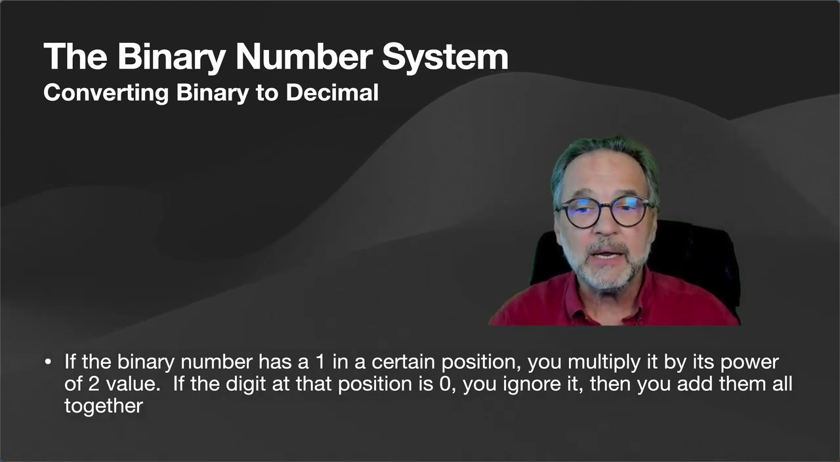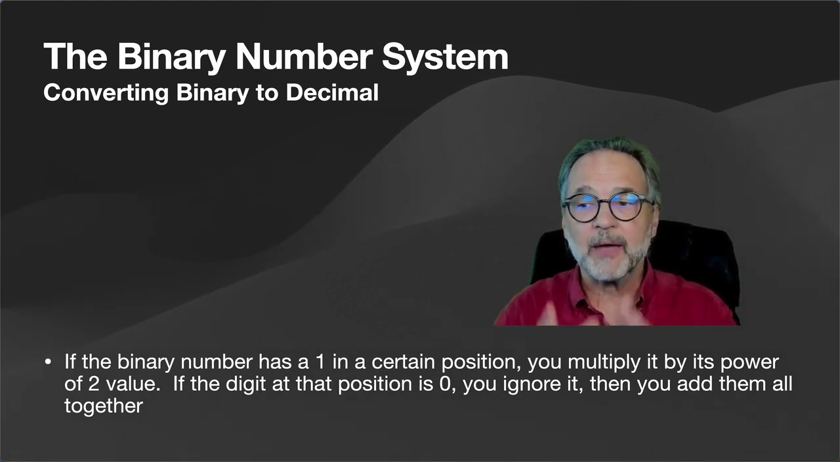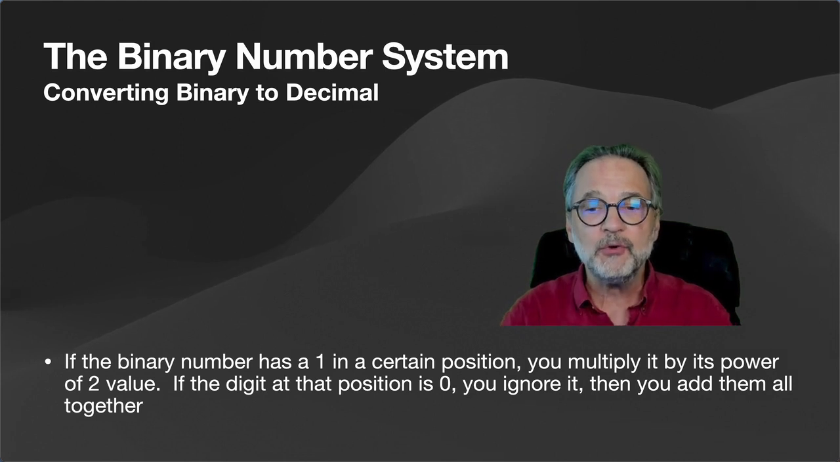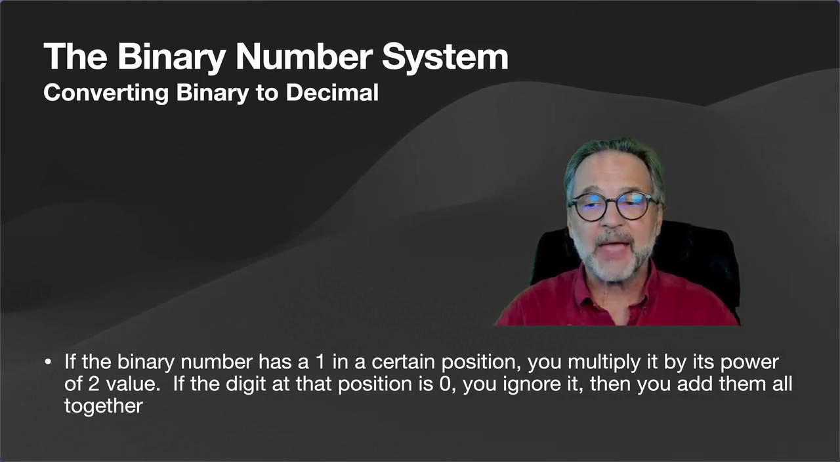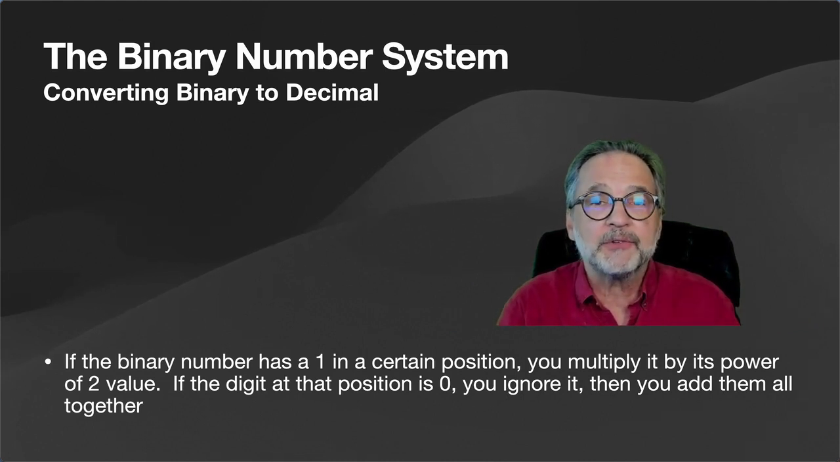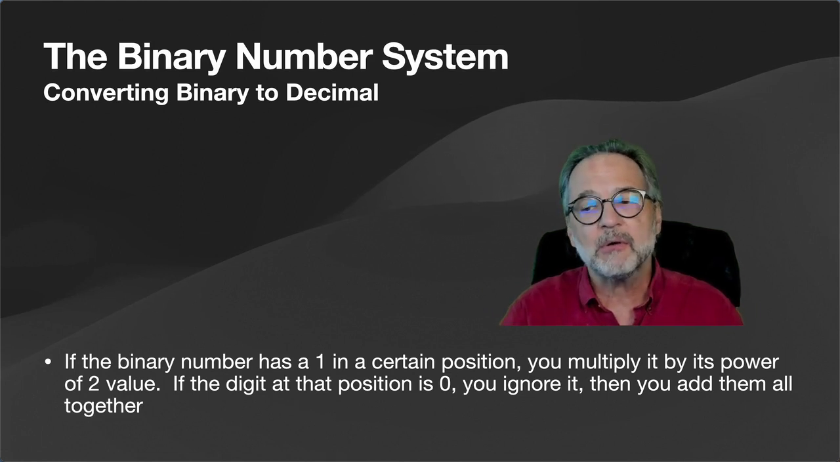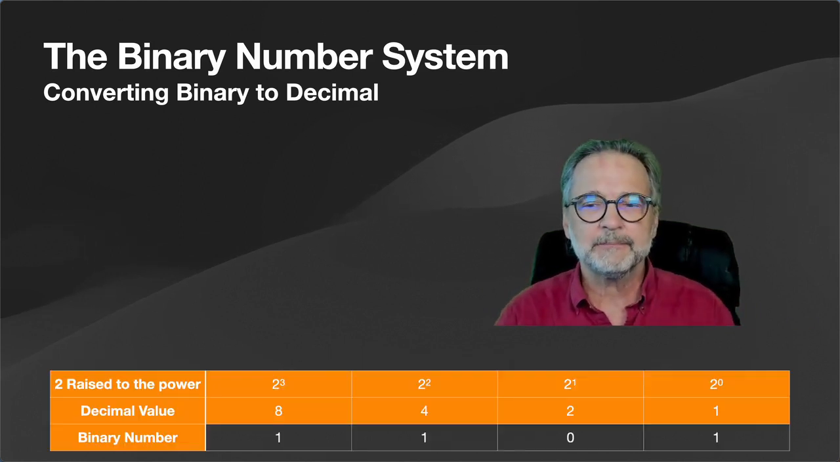If the binary number has a 1 in a certain position, you multiply that 1 by its power of 2 value. If the digit at that position is 0, you just ignore it. I mean, you could multiply it by the power of 2, but 0 times any power of 2 is always going to be 0. So I just like to ignore them.